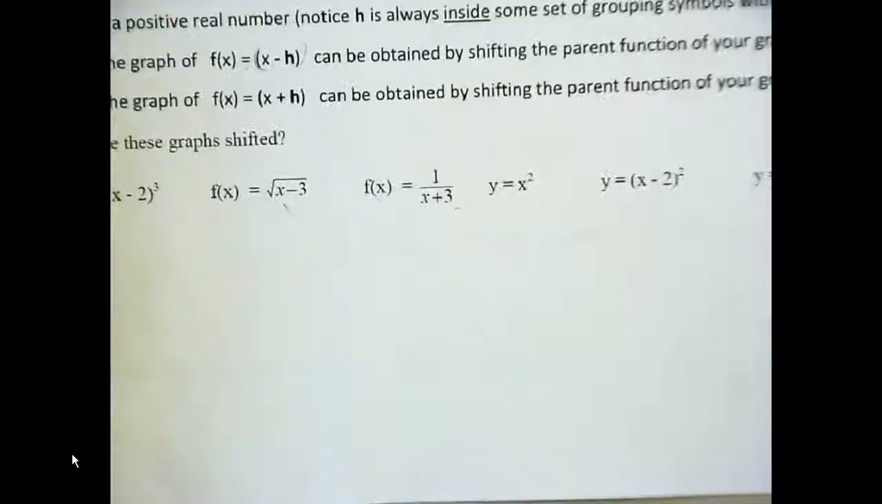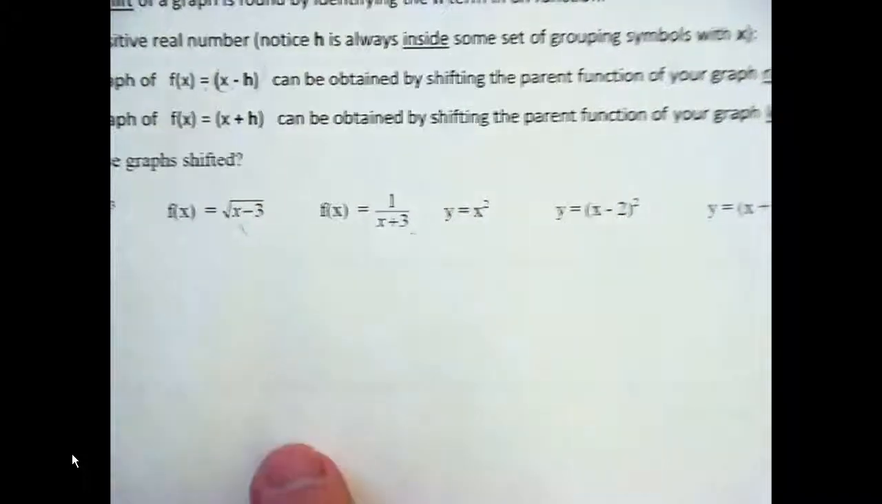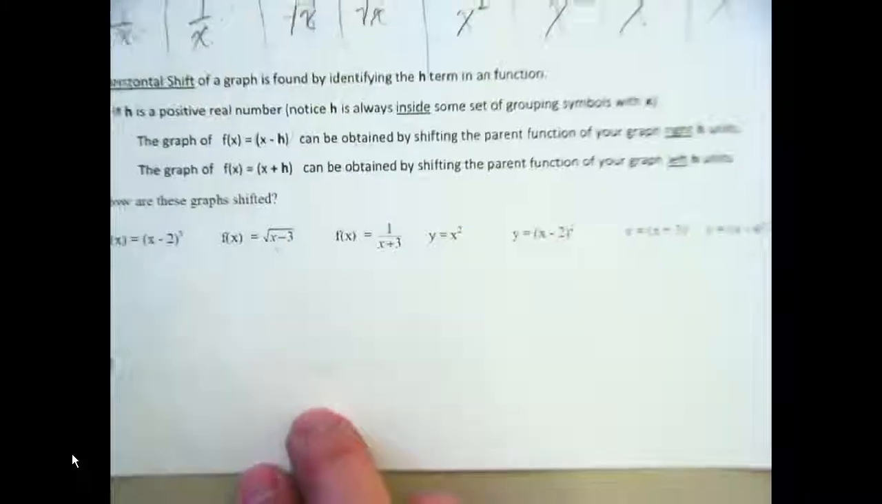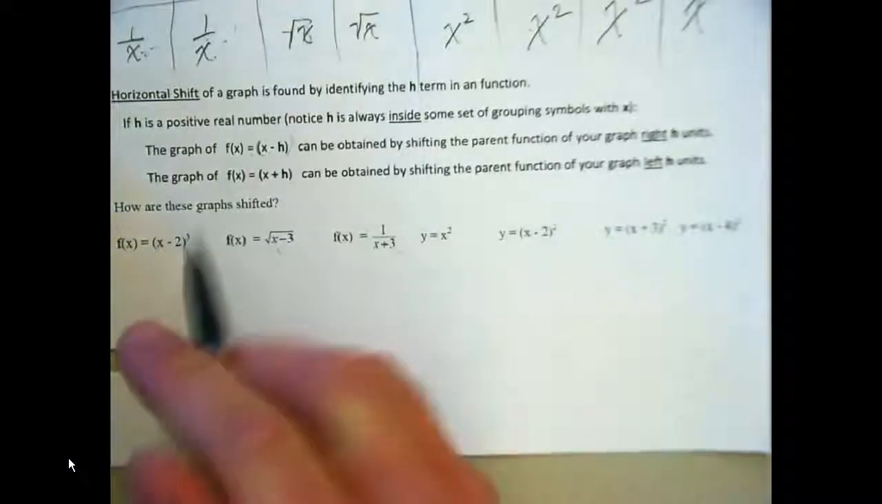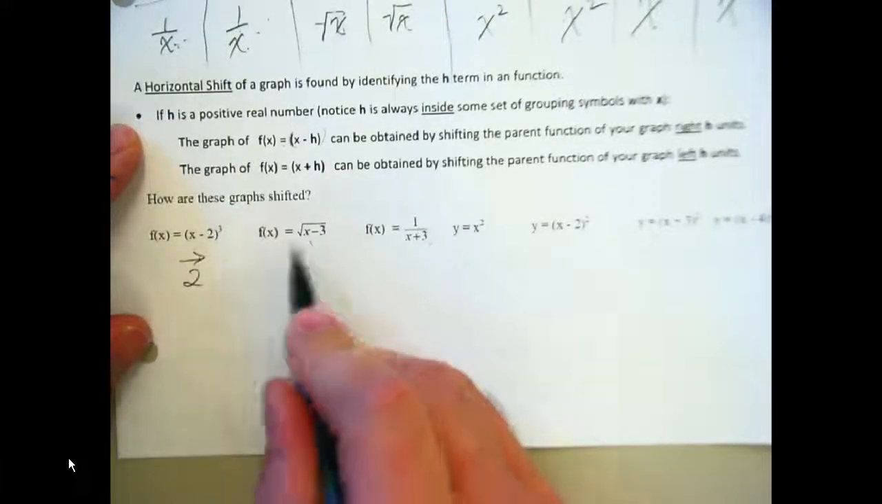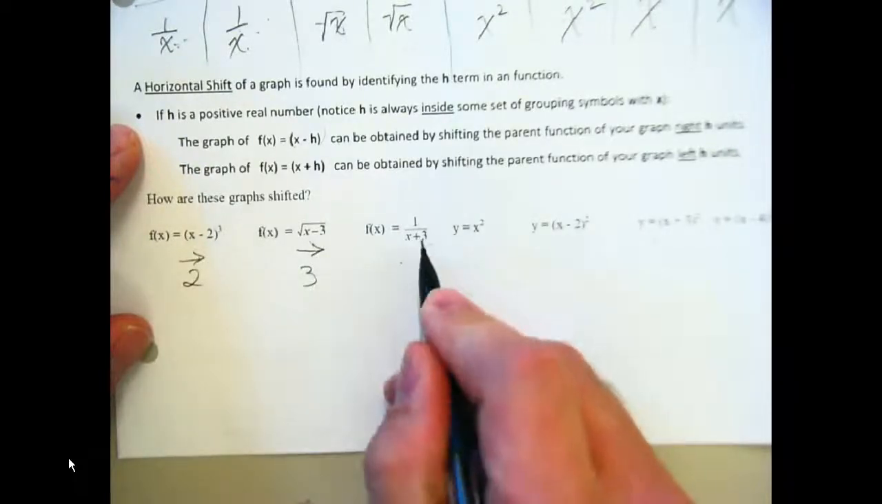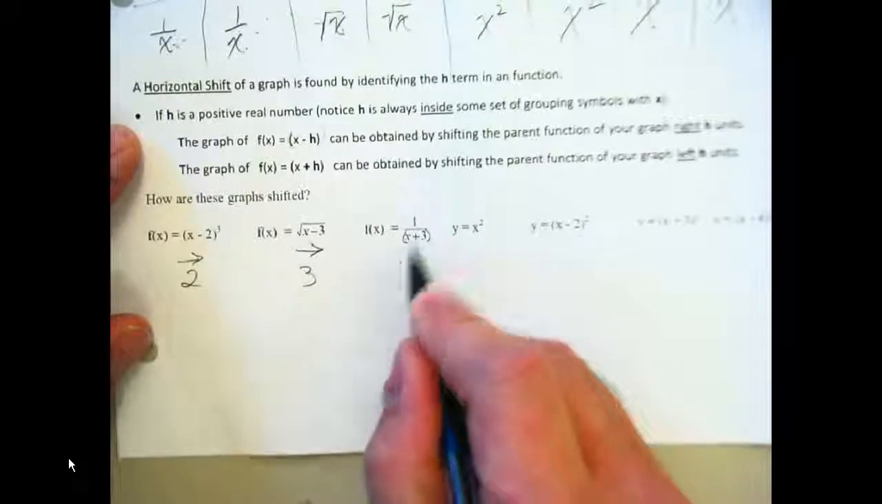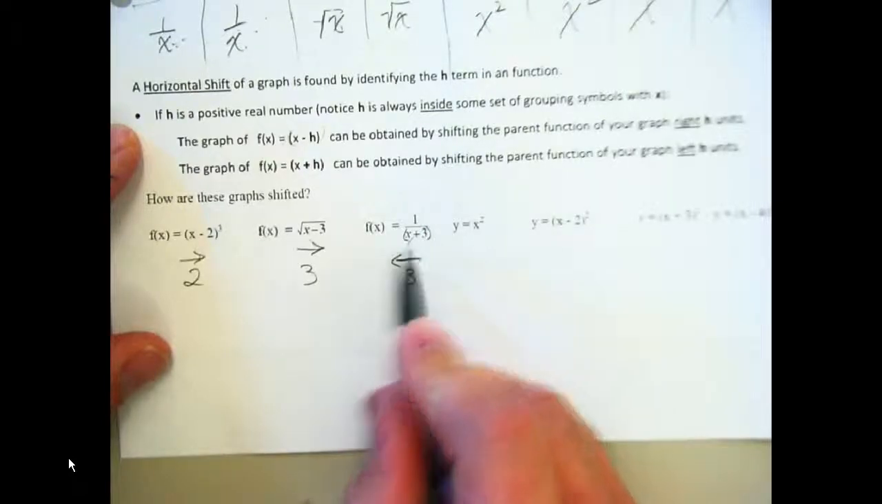All right, looking at these different houses, I want you to figure out where they're shifting, which direction, up, down, left, right, and how far. Then you can identify which ones live in the same neighborhood if you want. This one right here, which way is it shifting? Right 2. This one? Right 3. This one? Left 3. So here's your house down here, and we are going to the left 3, and it's because it's plus.